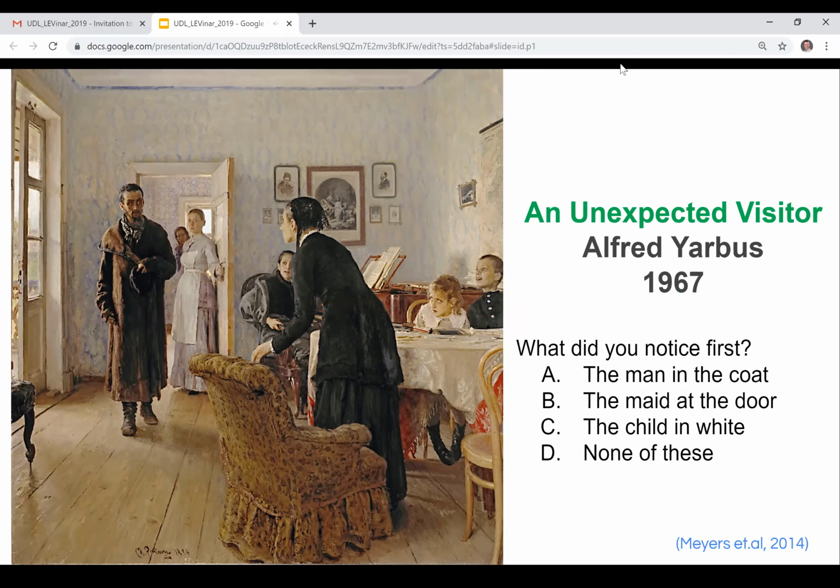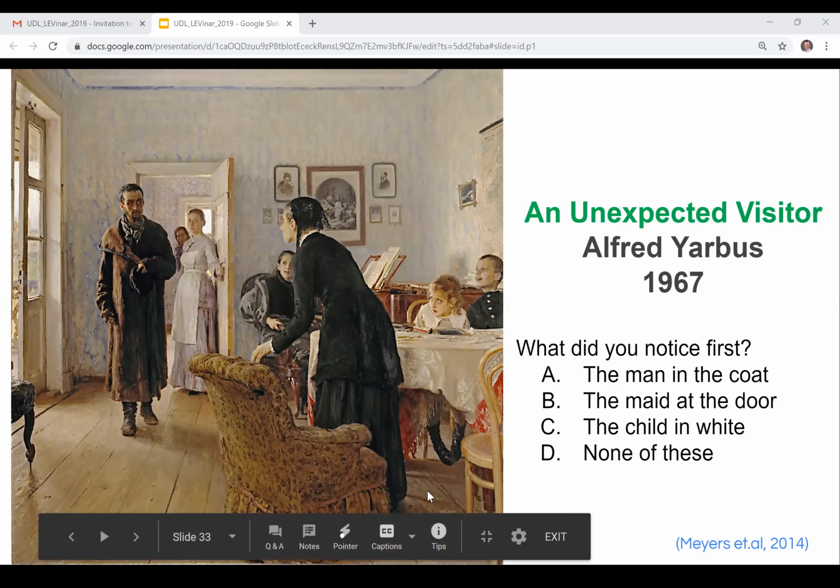So we're going to launch another poll. I want to know, what did you notice first? A, the man in the coat. B, the maid at the door. C, the child in white. Or D, none of these. That would be D for me. I noticed the woman in the dark dress first. Okay, let's go ahead and end the poll and share the results.